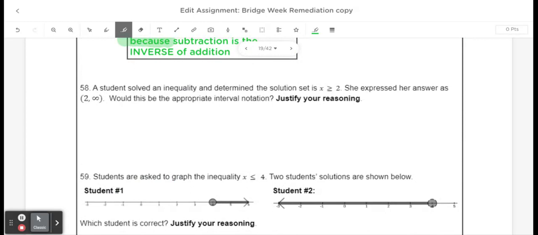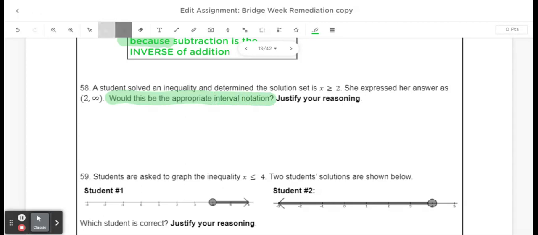Now, in the next problem, it says a student solved an inequality and determined that the solution set is x is greater than or equal to 2. She expressed her answer as 2, infinity. Would this be the appropriate interval notation? So this is the question we're trying to answer. Would this be the appropriate interval notation?